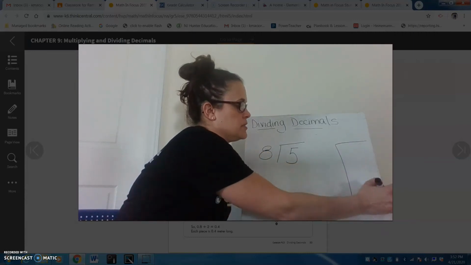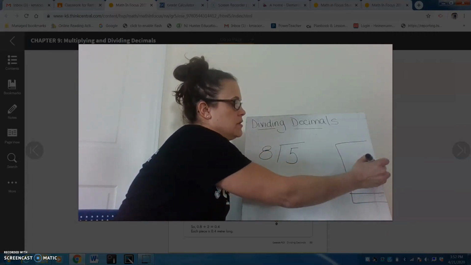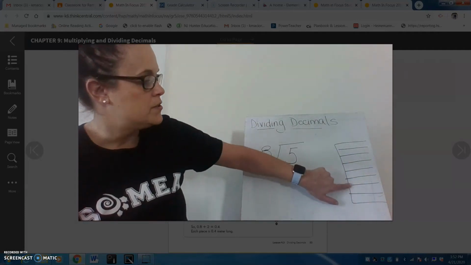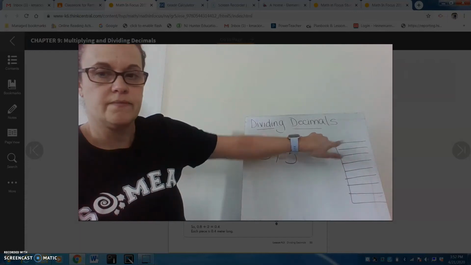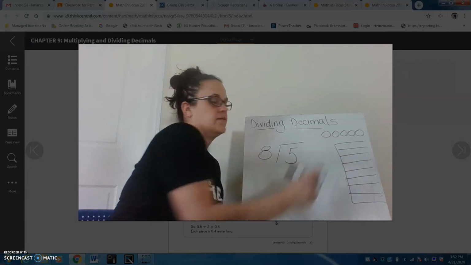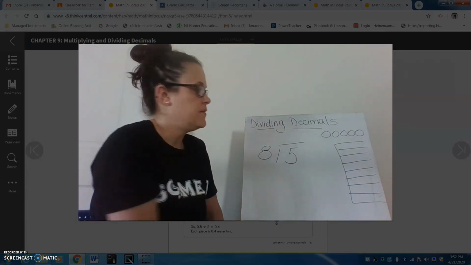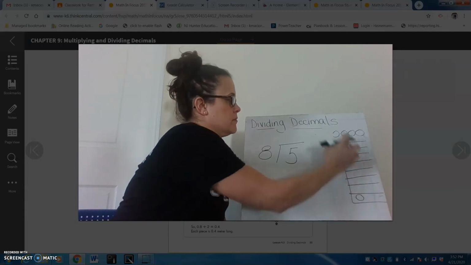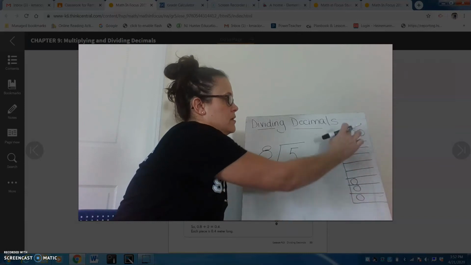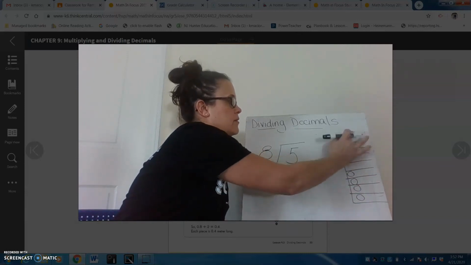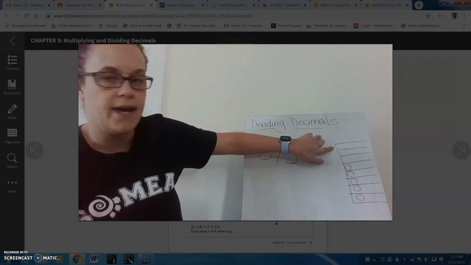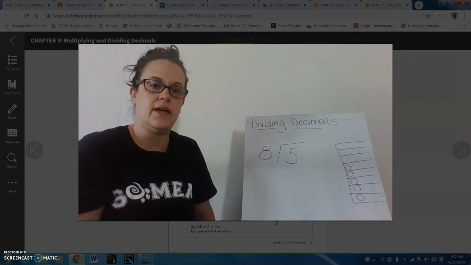Let's draw my 8 groups. 1, 2, 3, 4, 5, 6, 7, 8. Here's my 5. So let's start dividing, see if it works. 2, 3, 4, 5. That doesn't work because these do not have anybody to fill in that area.